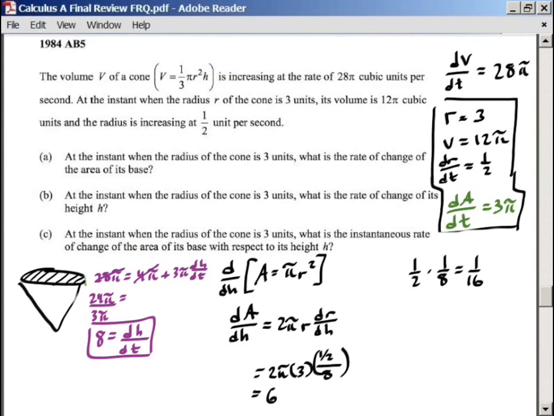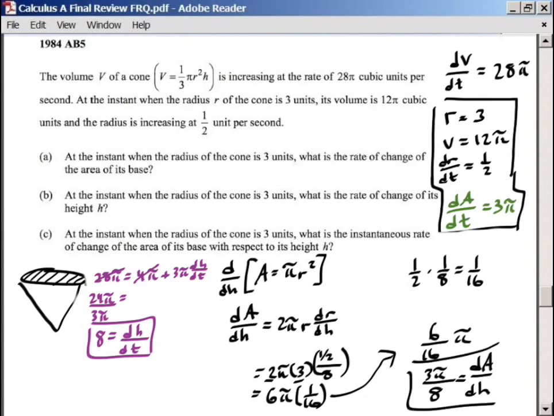So we got 6 pi from 2 times 3, and then we're multiplying it by 1 over 16, which will then simplify to 6 over 16 pi, and that would be 3 pi over 8, which is what dA over dH is. That's it. That would be your answer.